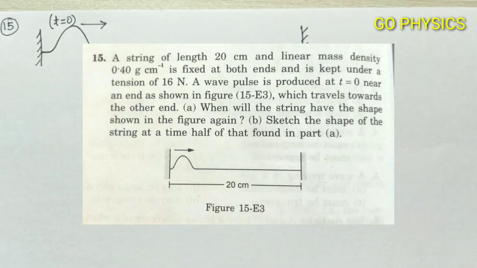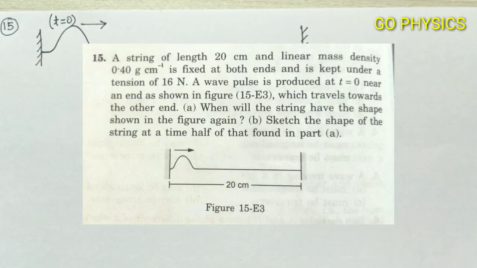Now see the question number 15. A string of length 20 cm and linear mass density 0.4 gram per centimeter is fixed at both ends and is kept under a tension of 60 Newton. Now a wave pulse is produced at t equal to 0 near an end as shown in the figure, which travels towards the other end.